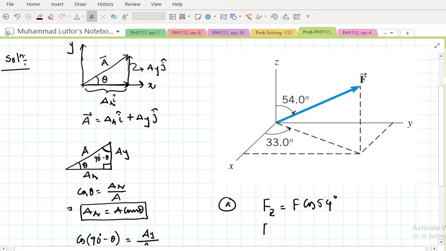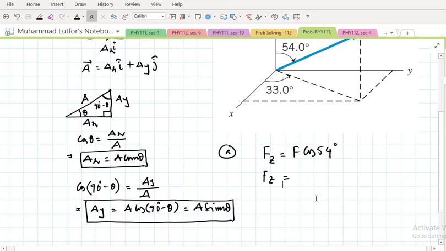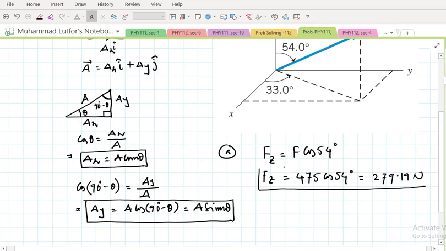I know that F is 475 Newton, so I put it over there. 475 times cos 54. If you do that, you will find it is 279.19 Newton. So this is the component of vector F along the z direction. Fine, so this is one answer.